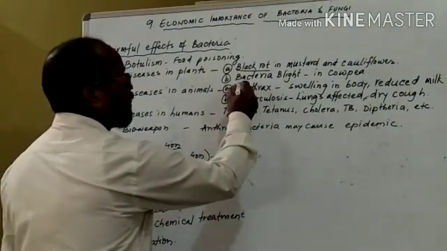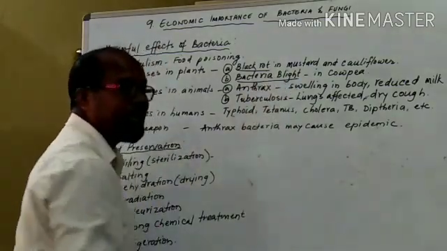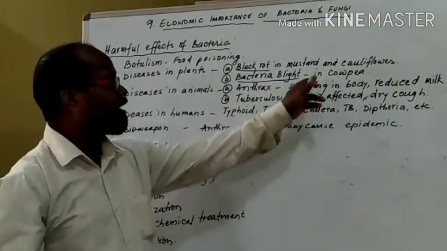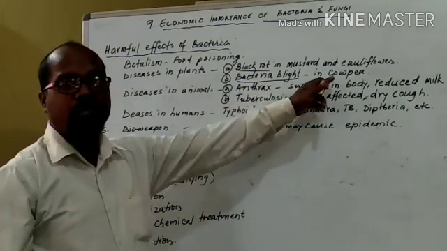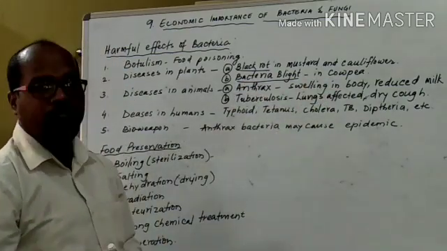Next one is bacterial blight. There is some problem in cowpea. Cowpea is a plant, and this is the disease of that cowpea, which is called bacterial blight.